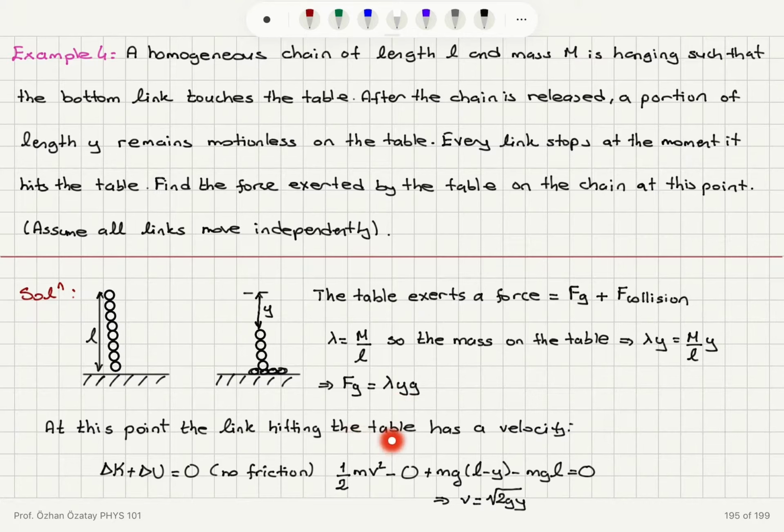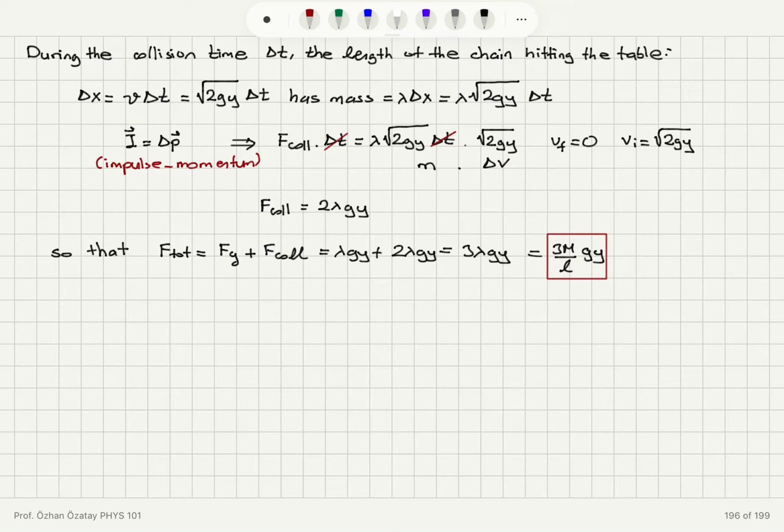And at this point, the link hitting the table has a velocity because it has a change in its potential energy of mgy. It's going to reach a velocity given by the change in its kinetic energy, 1/2 mv squared minus 0, because it was released. So it hits the table with a velocity of magnitude square root 2gy. And in the collision time, the length of the chain hitting the table is v delta t, square root 2gy delta t, which has mass lambda times delta x.